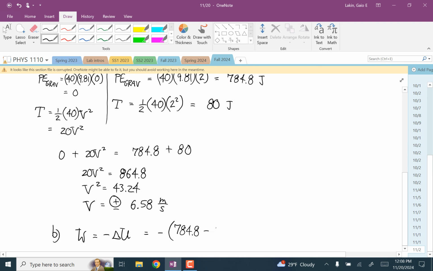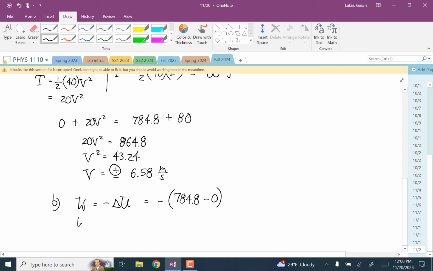Minus the potential energy of gravity at the earlier instant. And so the work is equal to negative 784.8 joules.